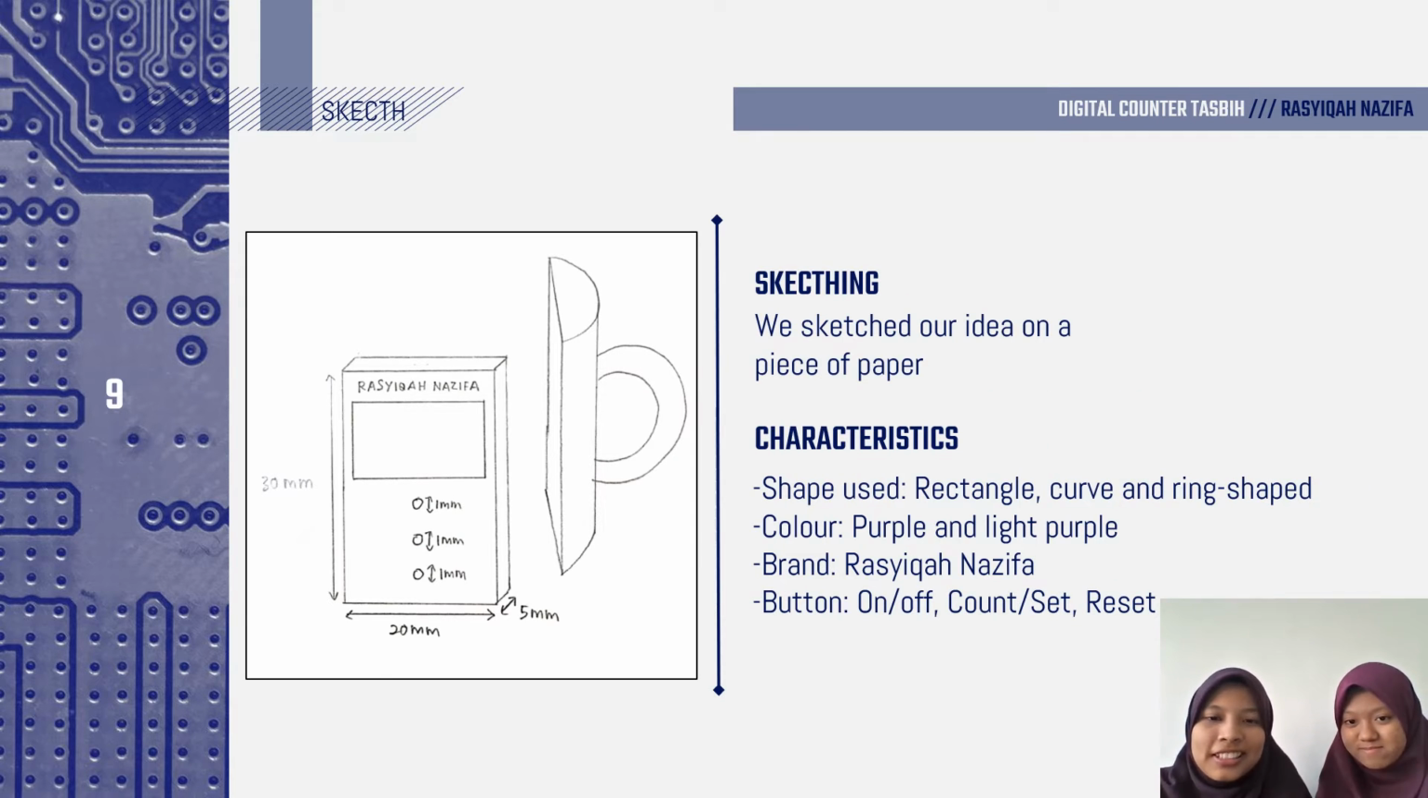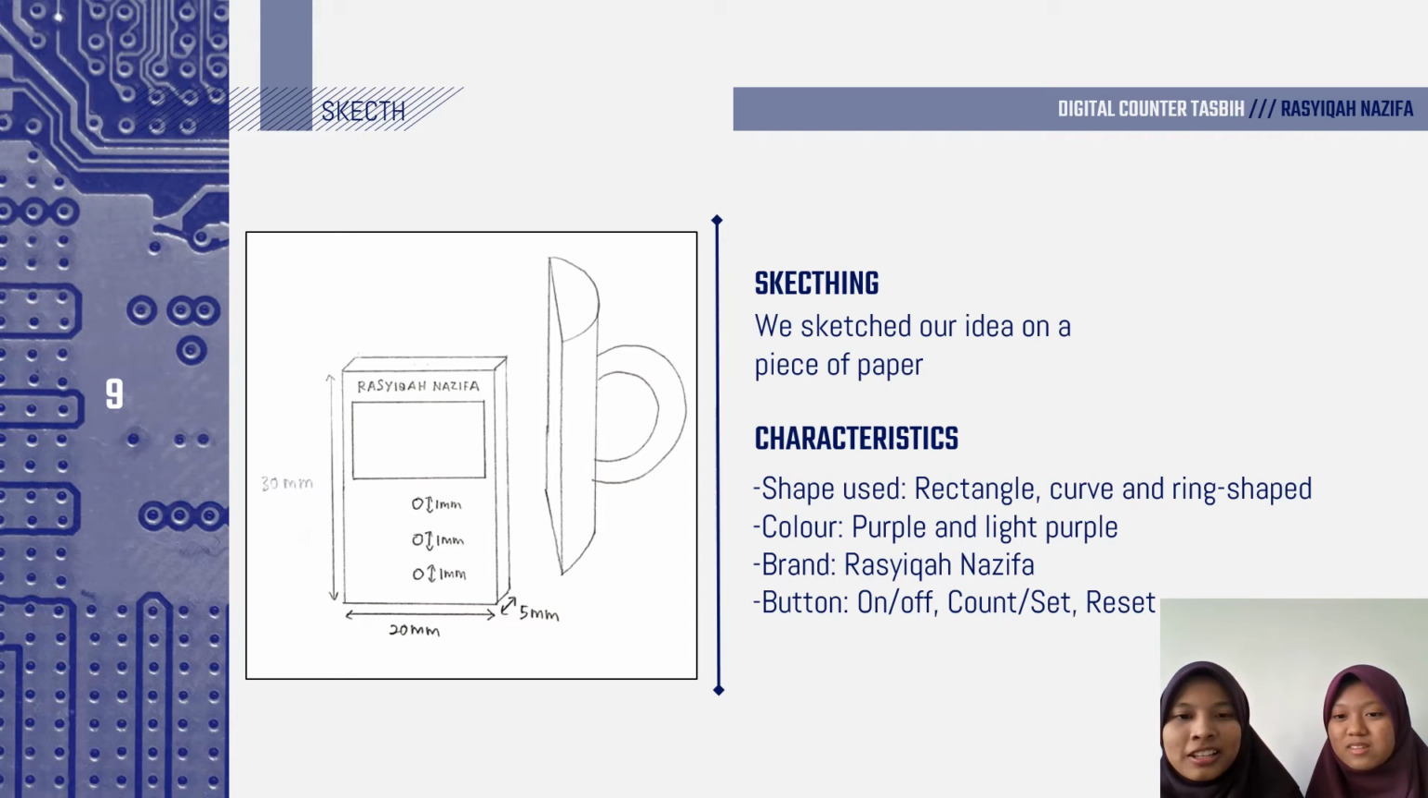After that, next is our sketching. So we can see here we sketch on a piece of paper first. So this is what we say the cover, the first layer of our digital counter tasbih, and then the back, what we need, and then we combine it to be one digital counter tasbih. The casing.